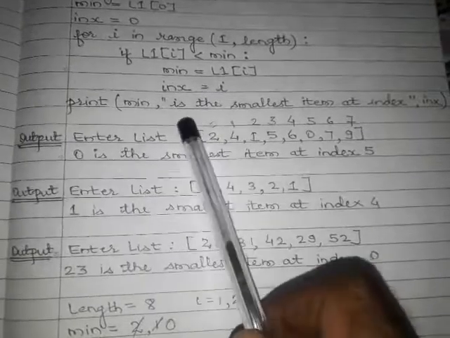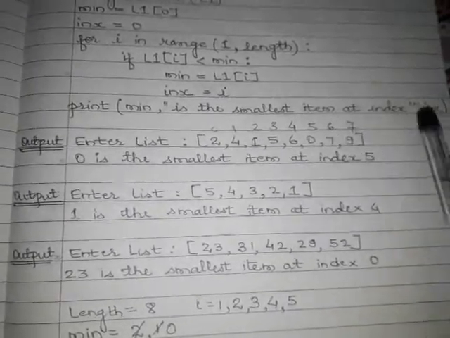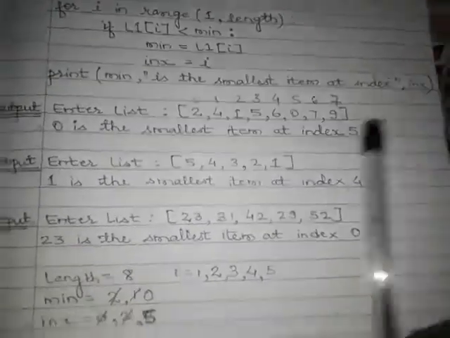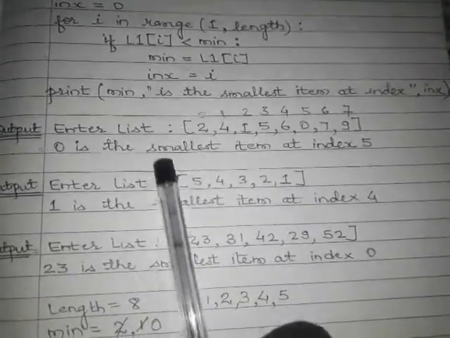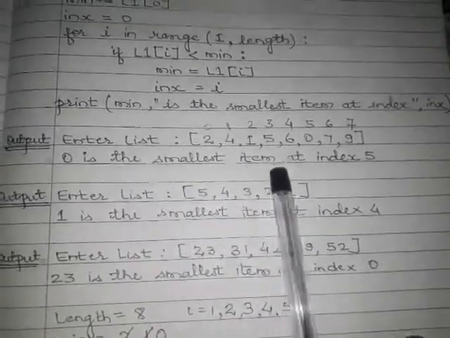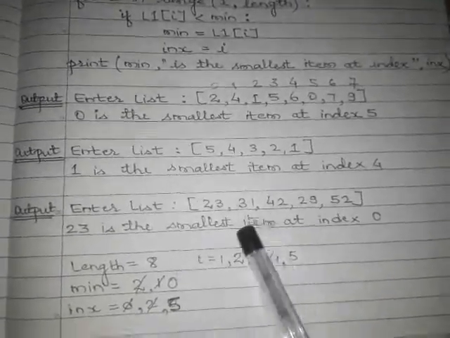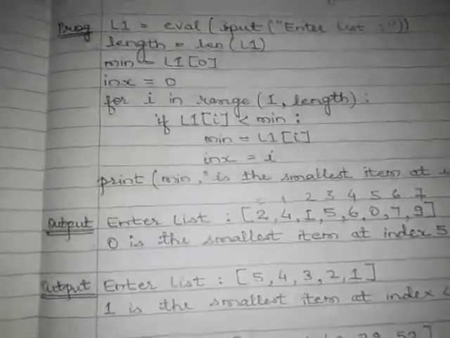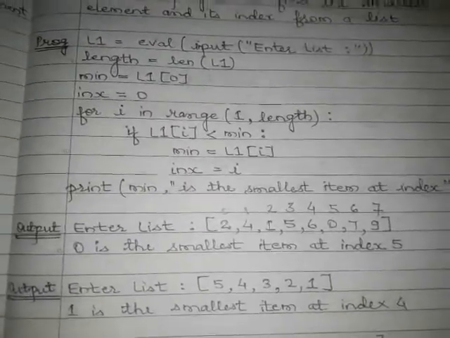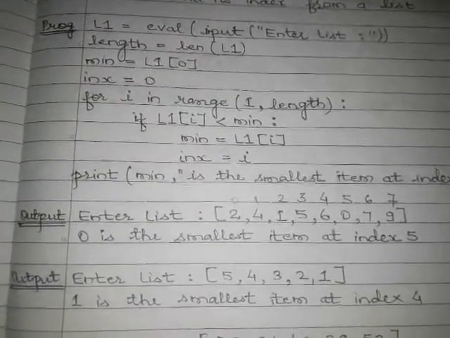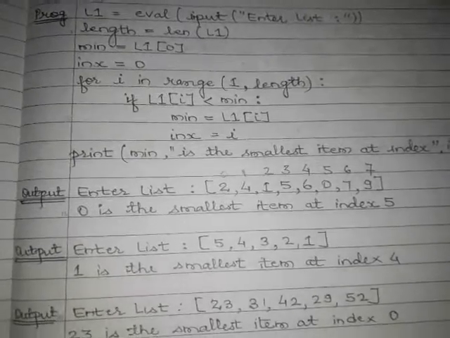Print "0 is the smallest item at index". The value of index is INX, and INX is 5. So 0 is the smallest item at index 5. This is the output. So in this way, this program will run. You can check the program and run it on your computer or mobile and see how it works.